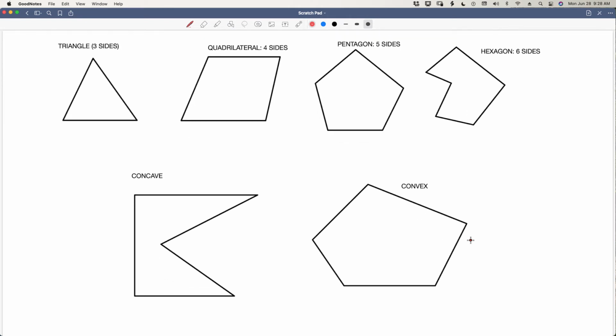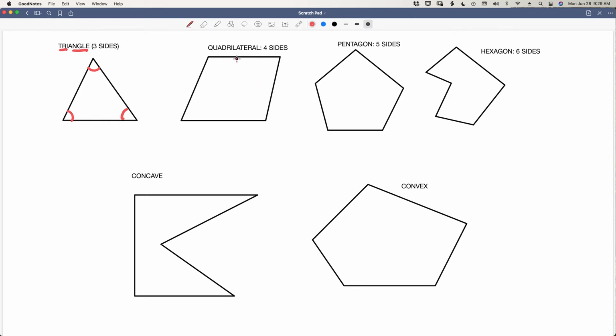Let's talk about the names of polygons. When we have a polygon with 3 sides, we call that a triangle, because when 3 flat sides meet, it forms 3 angles. 1, 2, 3. That's why it's called a triangle, because tri means 3.